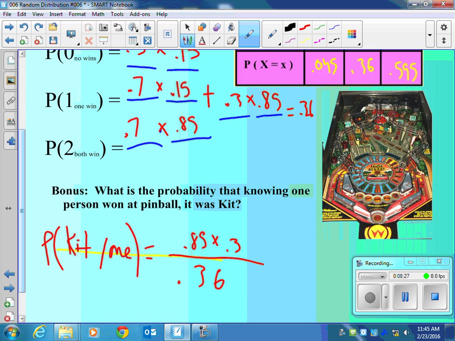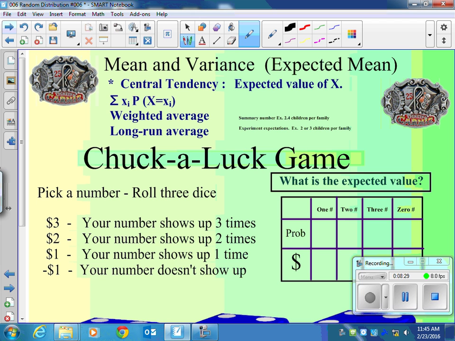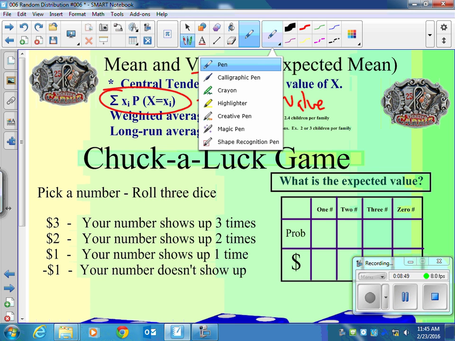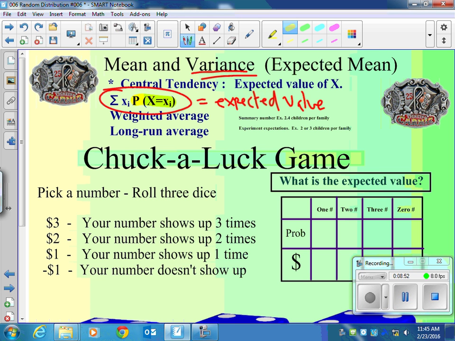Good. All right, so the last thing I want to look at is mean and variance. We're not going to talk about variance yet, but it's coming. But the mean is essentially the expected value. So whenever you see mean, I want you to think expected value. And the way you find the expected value is you're going to take each probability. So here's the probability, and you're going to multiply by a value associated with it. That makes totally no sense, right?